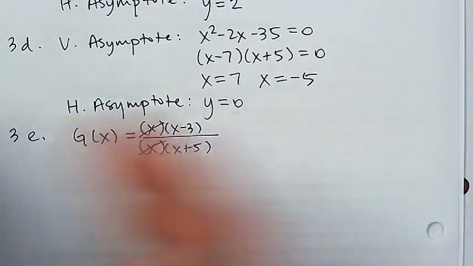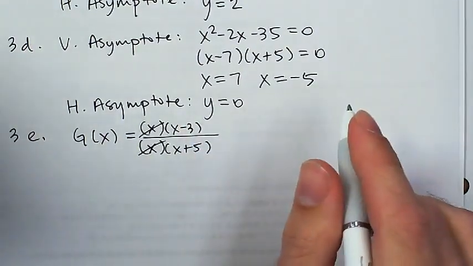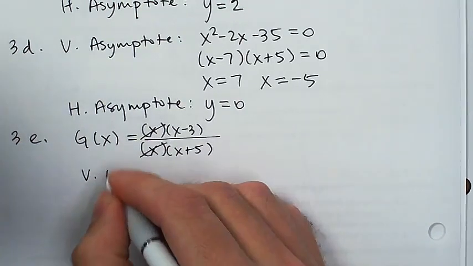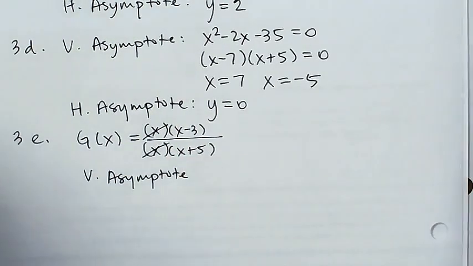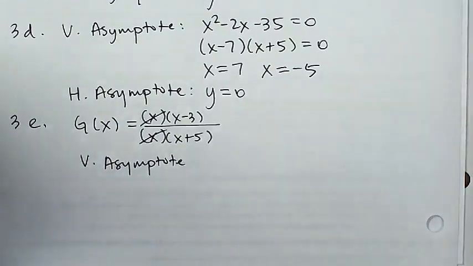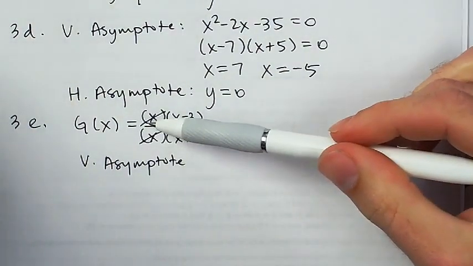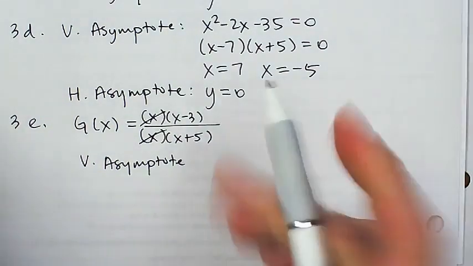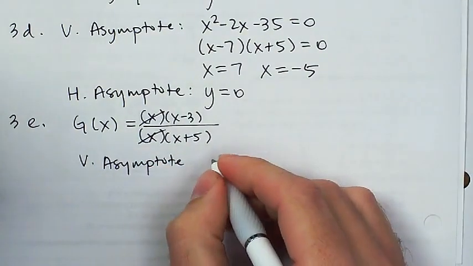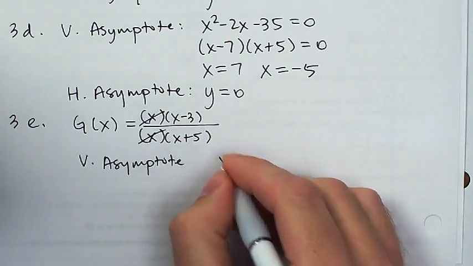What I'm left with is something I can work with. x equals 0 is not going to be a vertical asymptote because it's a hole. The hole is still something we would have to exclude from the domain, but it's not going to be a vertical asymptote. The vertical asymptote would be where x plus 5 equals 0, that's x equals negative 5.